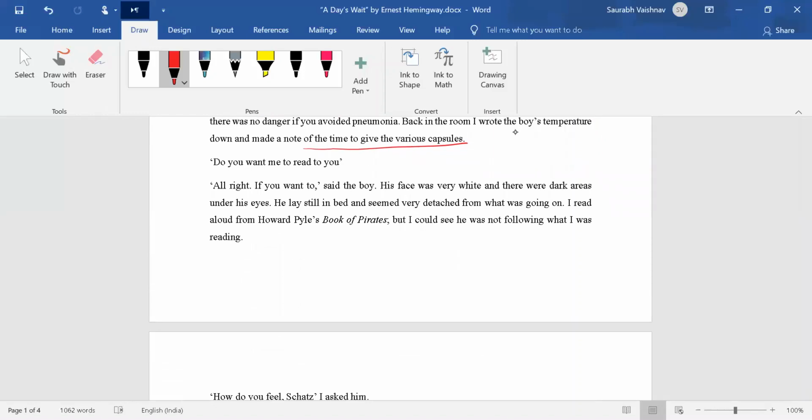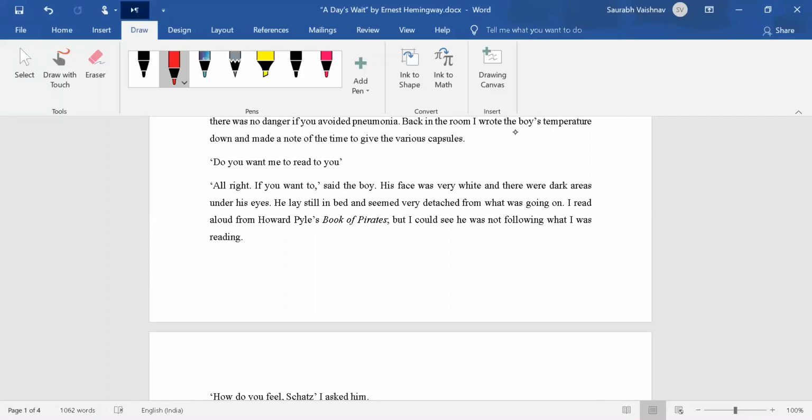Now, because Shads was resting on his bed, the father asked the boy, should I read you something? Young boys and girls, young children, they always like to read stories. That is why the father is asking him, do you want me to read some stories for you? All right, if you want to, said the boy. So Shads said, if you want to read, you can read.